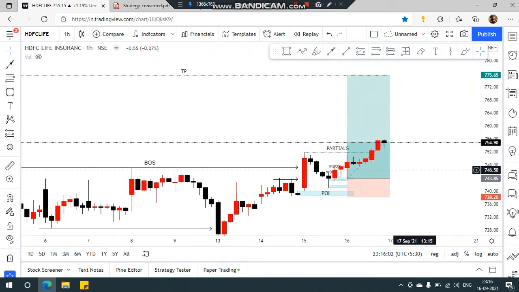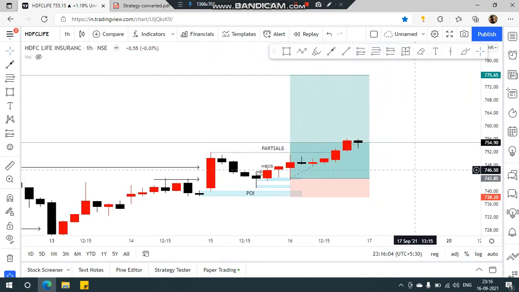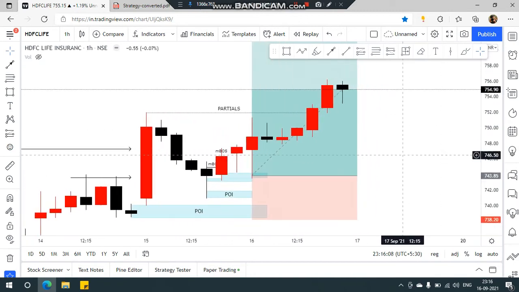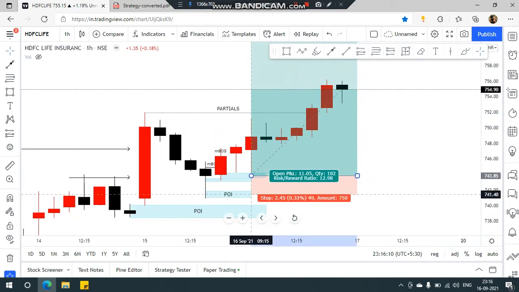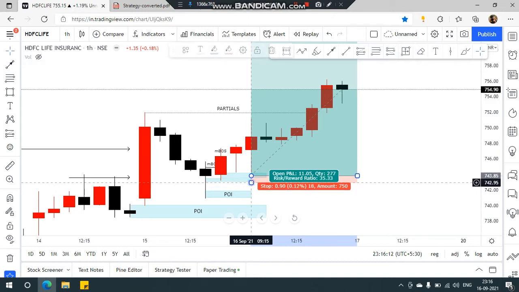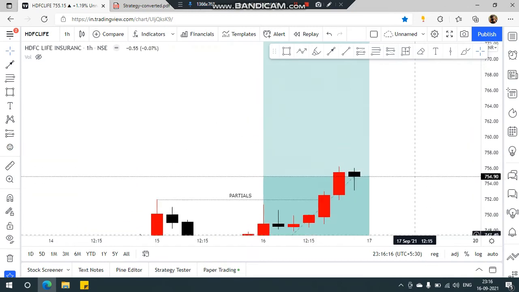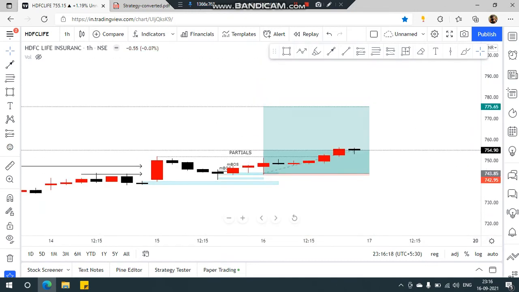So for a better entry, or for a much better risk reward ratio, you can actually place the entry below one of the POIs. So below the recent POI. This will give you a risk reward ratio of 1 to 35. So that's how you take an entry.